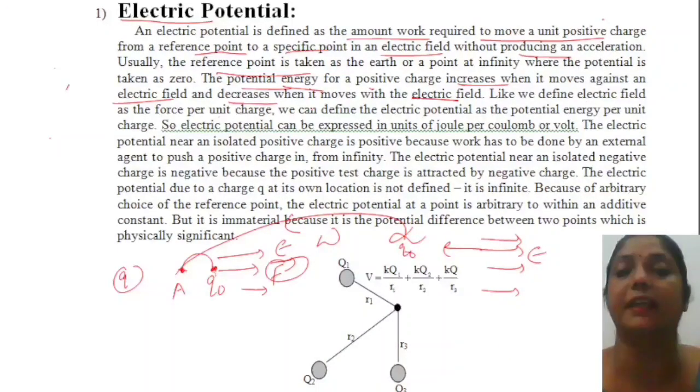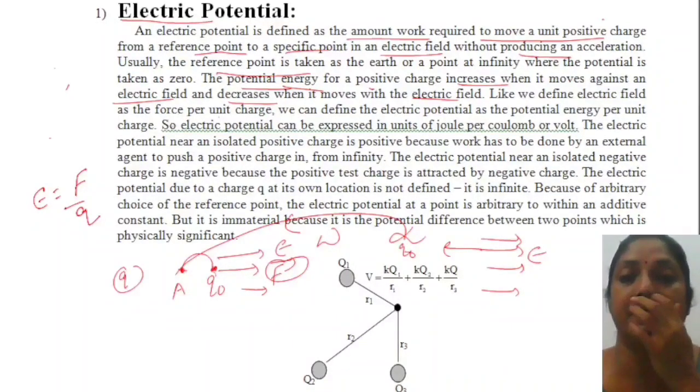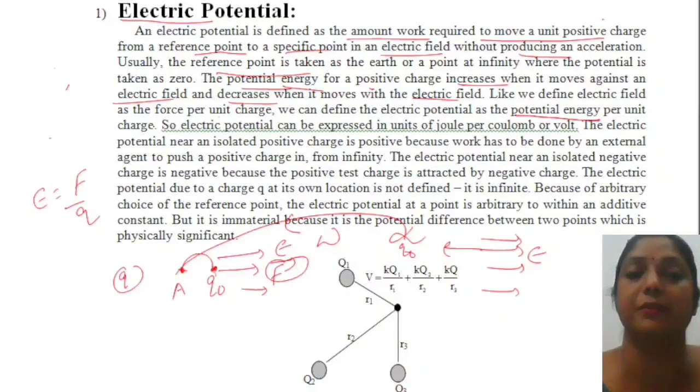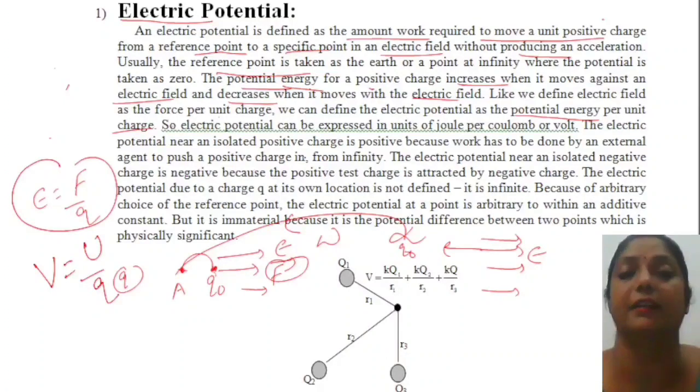Like we define electric field as force per unit what? Per unit charge. Electric field is what? Force per unit charge, right? In the same way, we can define electric potential. Electric potential is what? Electric potential is potential energy per unit charge. Electric potential is denoted by V and it is equal to potential energy U per unit charge, in the same way as electric field is defined.